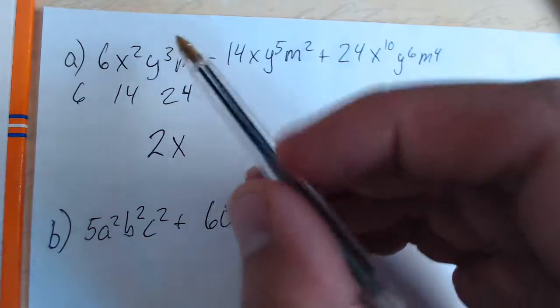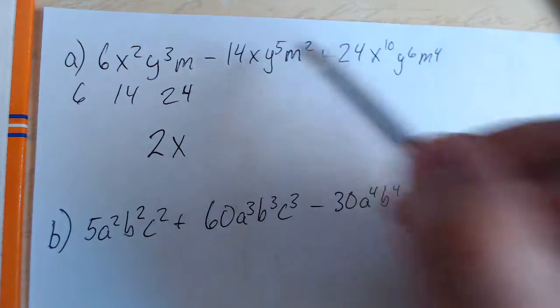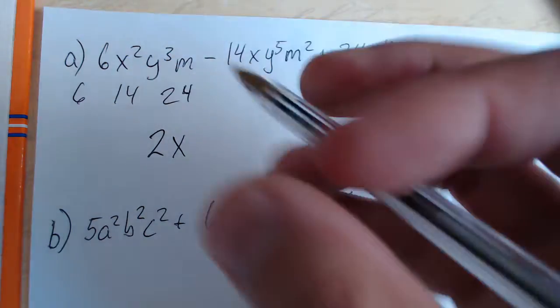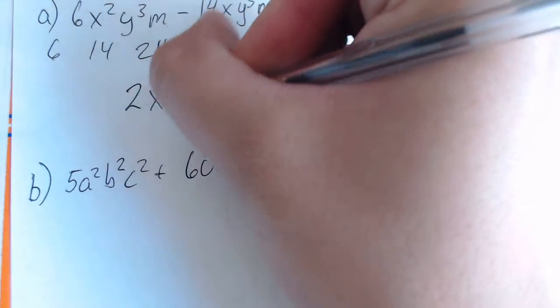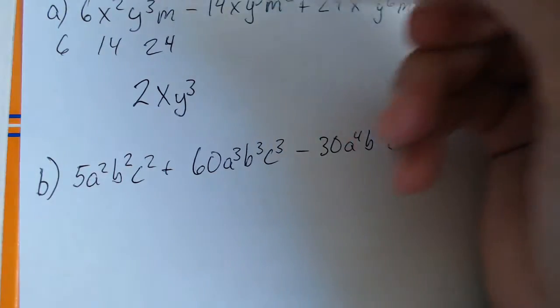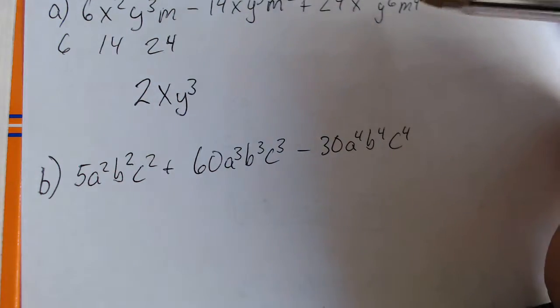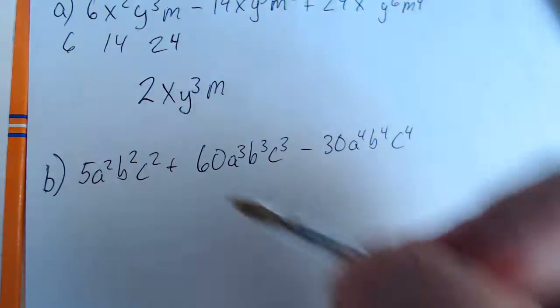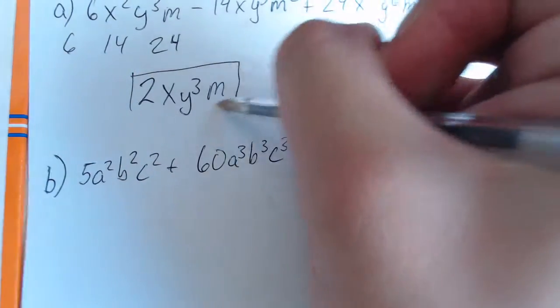Now let's do the y's. We have y^3, y^5, and y^6. So the lowest exponent here is y^3. So that's the one we're going to choose. And lastly, m. We have m squared and m^4. The lowest exponent would just be m. So we write that down. And this is our greatest common factor.